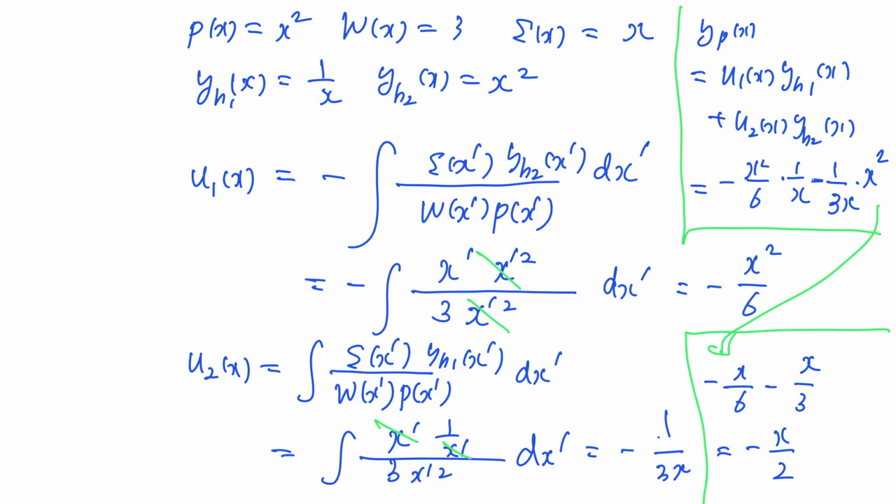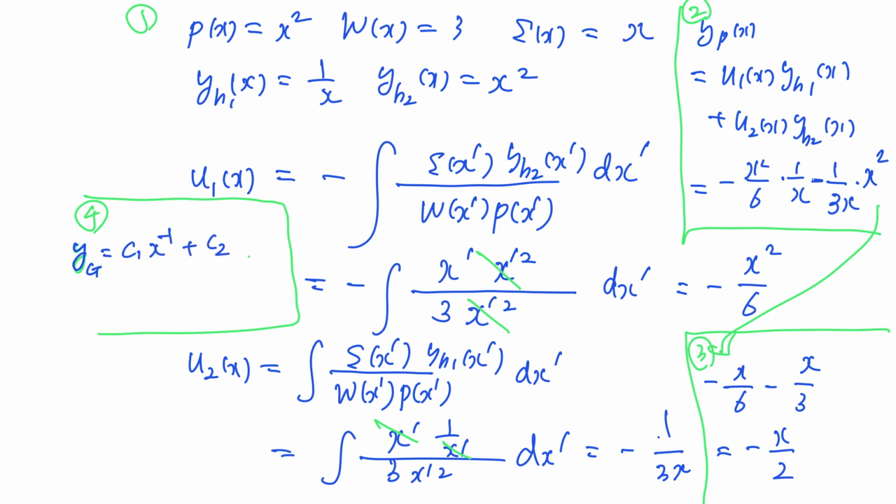Where is the space? Maybe here. So this is 1, 2, 3, 4. So the general solution is y_g = c1 x minus 1 plus c2 x squared minus x over 3. So this is the solution for that equation.